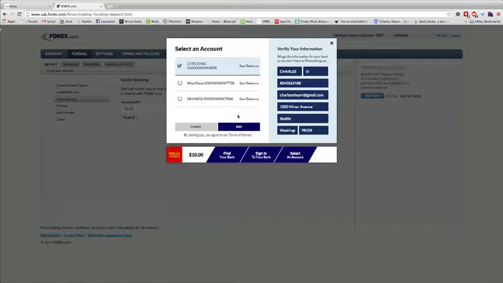He's going to just choose one of his accounts. He can see his balances. He can even see the name and address and email and phone number that we have with him, which is going to be able to be used by Forex.com for KYC later. If he doesn't have enough money, he's not going to be able to make the trade, which is good. So he's going to choose an account that does have enough money.